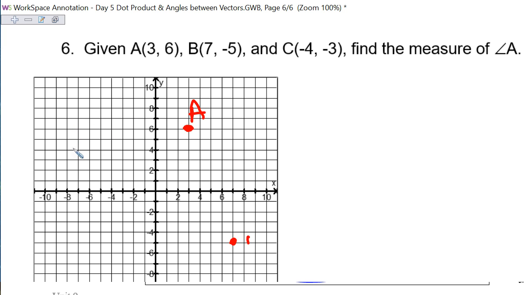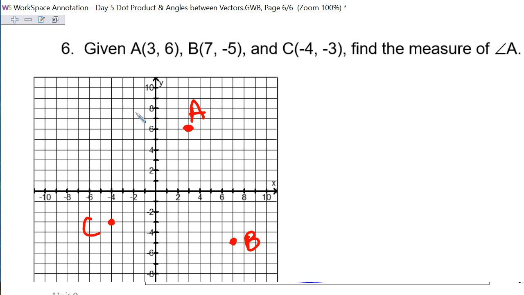Those you don't have to change to brackets. No, you don't have to get these in component form. Or actually, yes, we will here in a moment, but not yet. Okay, so we're looking for the measure of angle A.